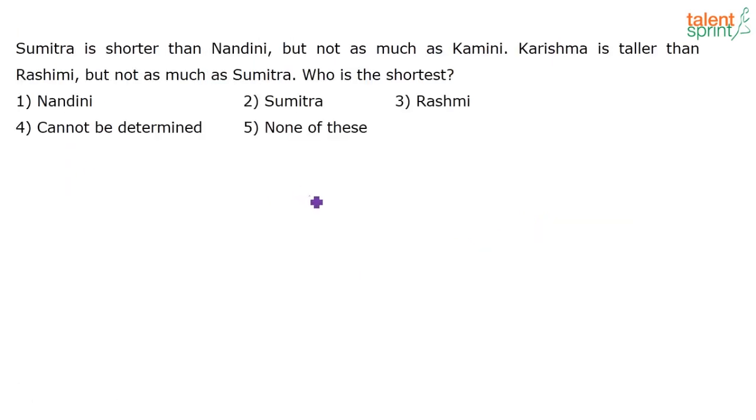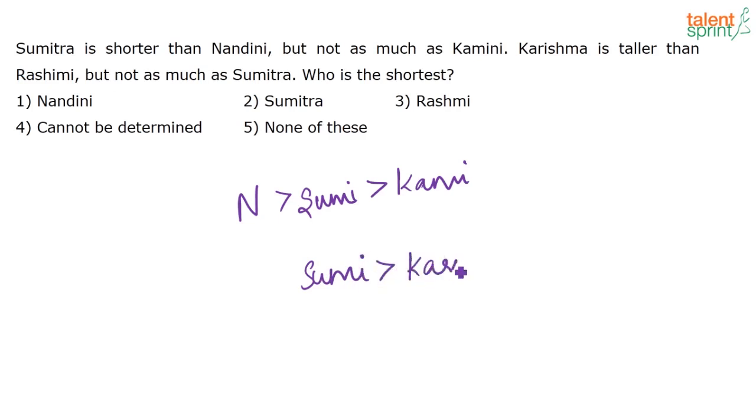Sumitra is shorter than Nandini, so Nandini is taller than Sumitra. Now Sumitra is shorter than Nandini but not as much as Kamini, so Sumitra is taller than Kamini also. Now Karishma is taller than Rashmi, but not as much as Sumitra. So I can say Sumitra is taller than Karishma and Karishma is taller than Rashmi.